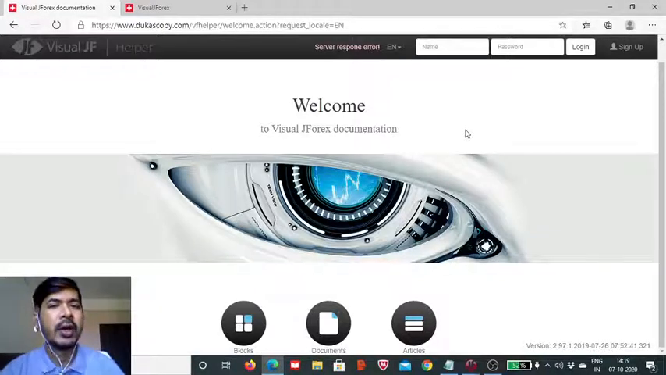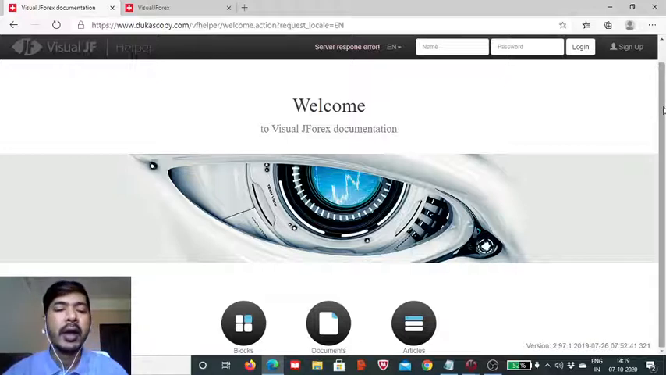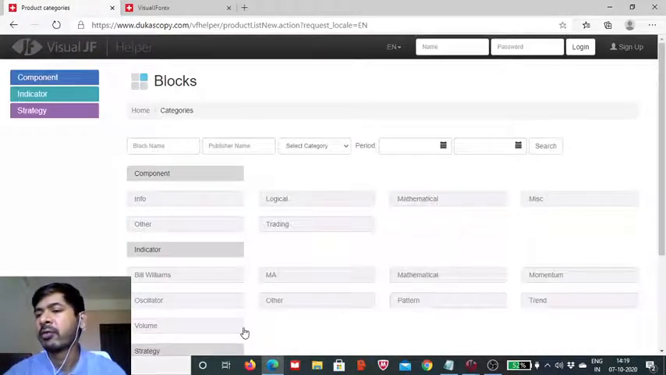Myself Vaibhav. In today's session of Visual JForex, we will be looking at the use of the indicator named RSI, that is the Relative Strength Index. This is a widely used indicator. This is part of the oscillator family.